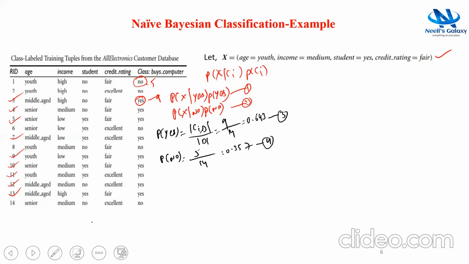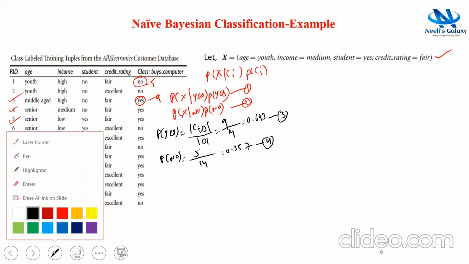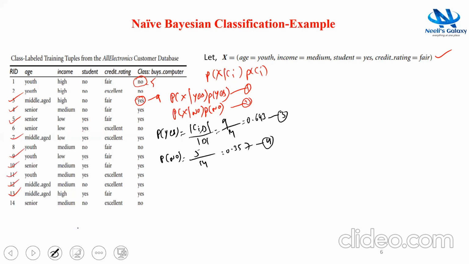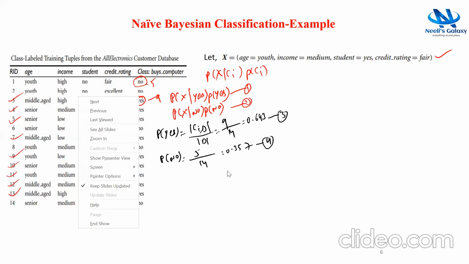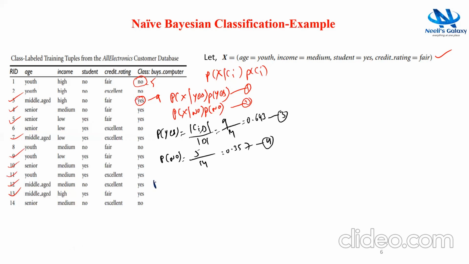And after that, we need to calculate P(X|yes). From the Naive assumption of class conditional independence, it can be obtained based on the attribute values of the tuple. So what are the attribute values? Youth is the value for age, income value is medium, student value is yes, and credit rating is fair for the given attributes.